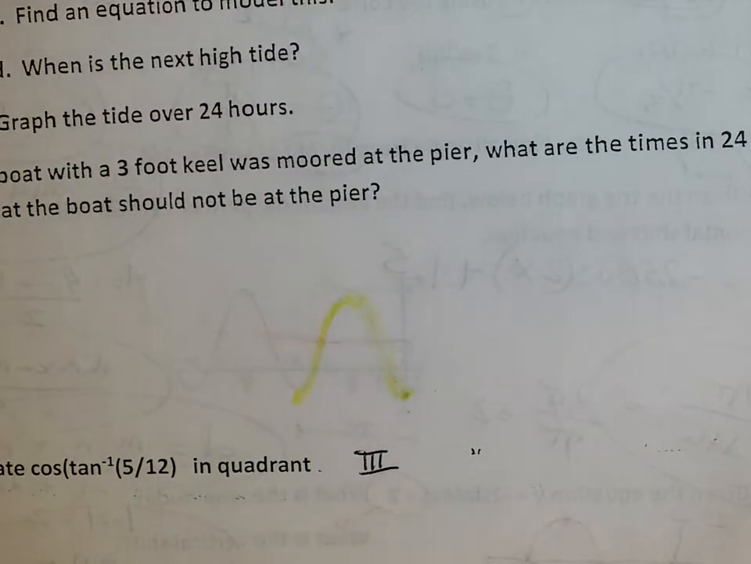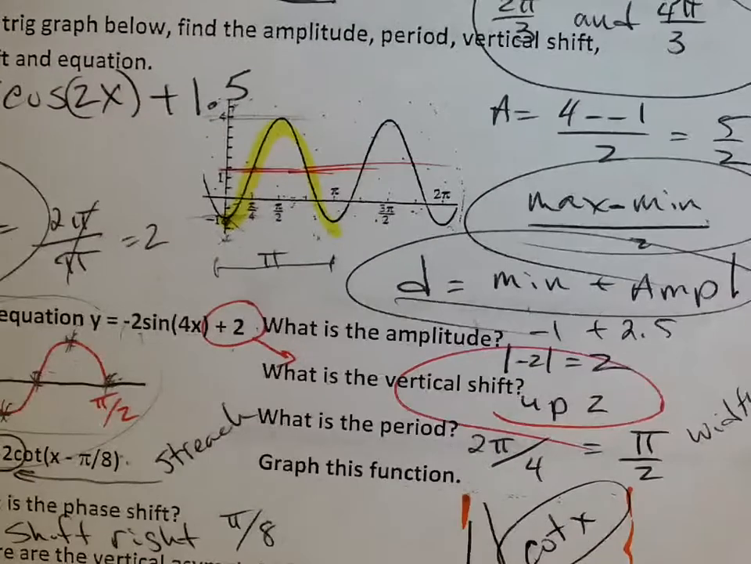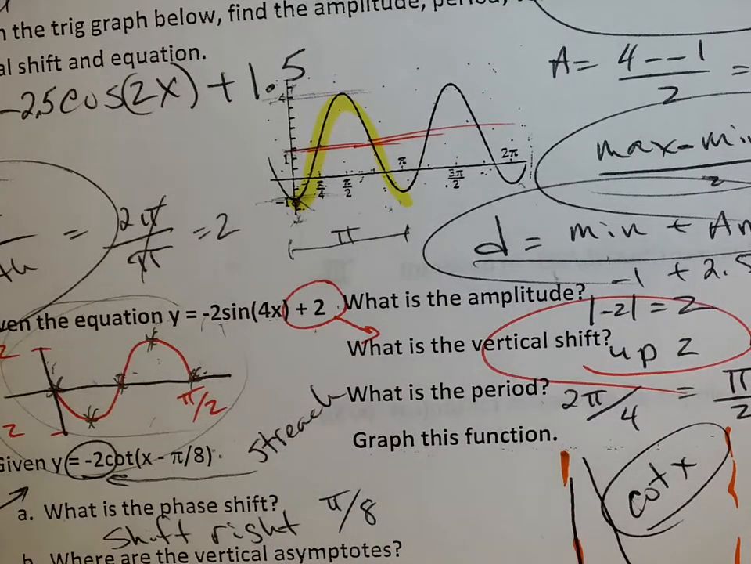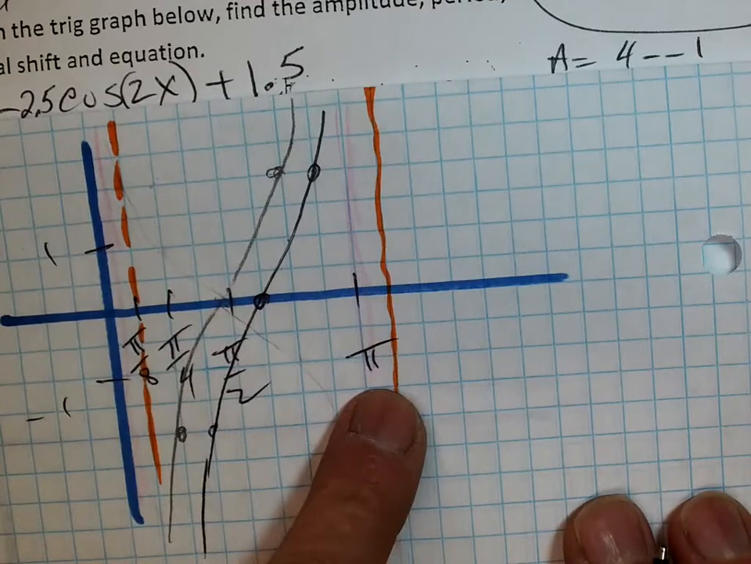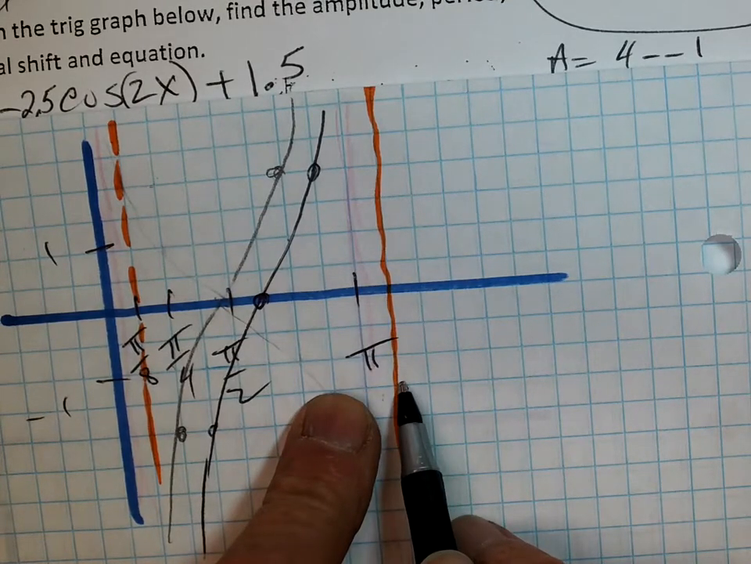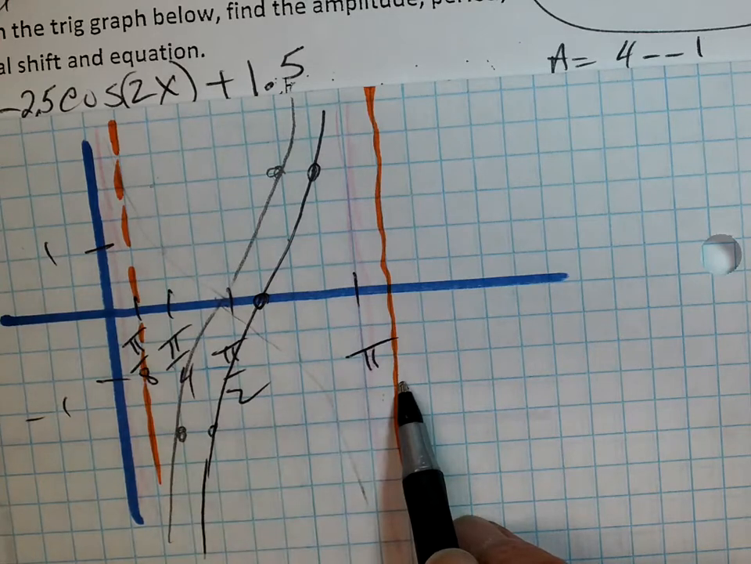Okay, 14, the tide problem, right? So let me get a piece of graph paper out here. What were the vertical asymptotes? At pi over 8, and at pi plus an eighth. Nine pi over 8? Pi, smart guy.